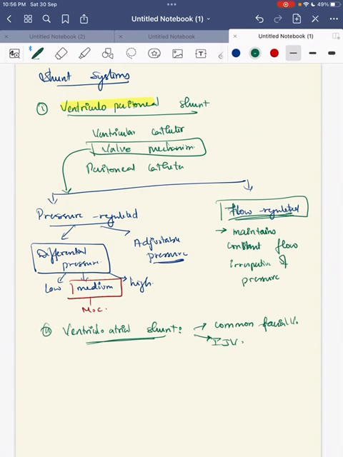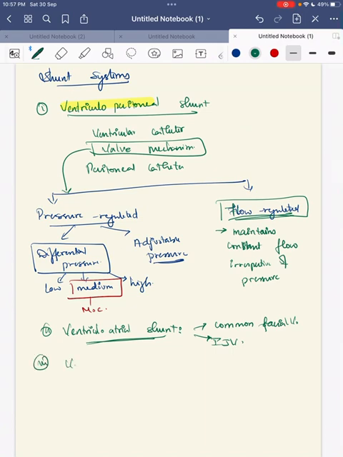This ventriculoatrial shunt is used only when the peritoneum is not in a condition for placing this shunt, like when the peritoneum has any infection or there are multiple adhesions in the abdomen. At that time you can use this ventriculoatrial shunt.